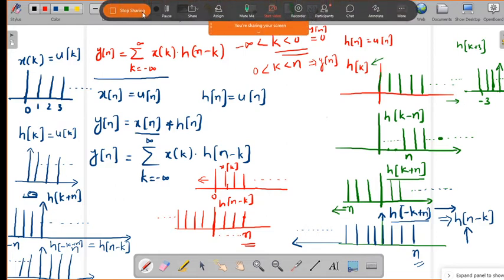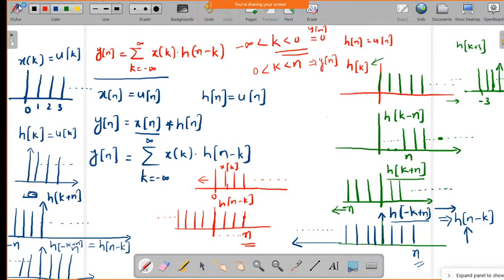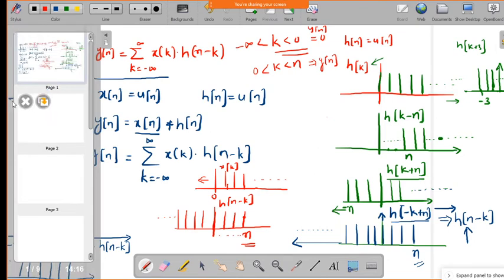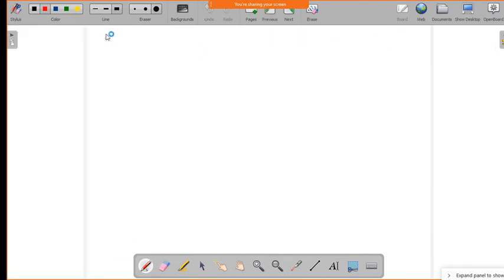Set the value of k, the summation. So now y of n is equal to summation k equal to 0 to n. Now what is the value of x of k? It is u of n, which is equal to 1, and h of n minus k is also equal to 1, is it not? The amplitude values are always 1, since u of n is 1 and even h of n is also u of n, which is equal to 1. So now we know the result.